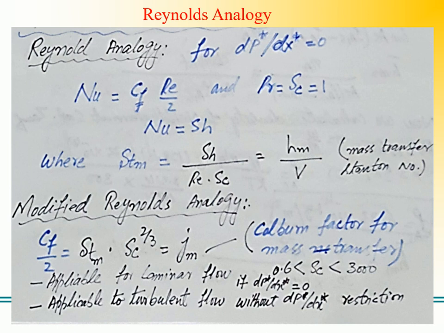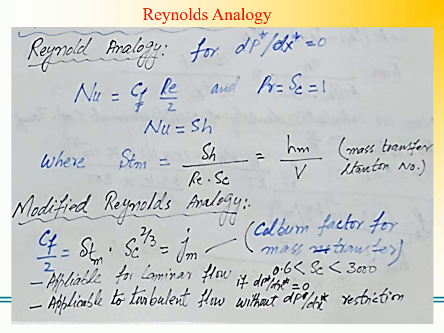This becomes Hm over V. Just put in the values of the Sherwood number, Reynolds number, and Schmidt number, and you will get Hm over V. Hm is of course the mass transfer coefficient. This is called the mass transfer Stanton number, STM. We have also written the Stanton number for heat transfer, that is ST. The STM is the mass transfer Stanton number, Hm is the convective mass transfer coefficient, and V is the velocity.